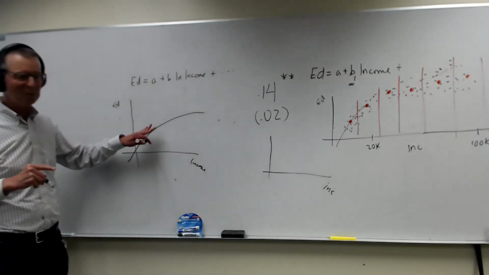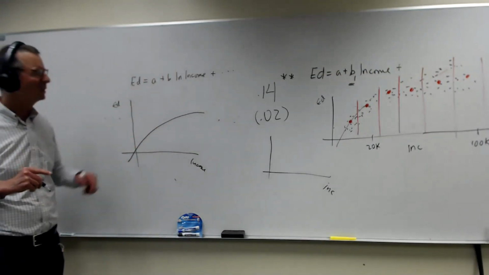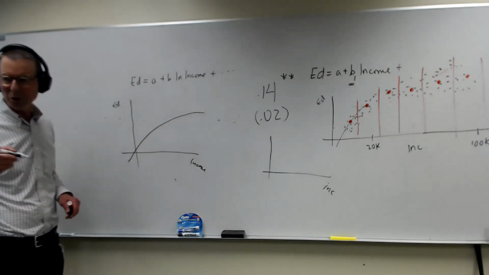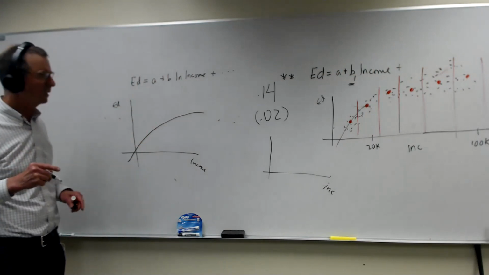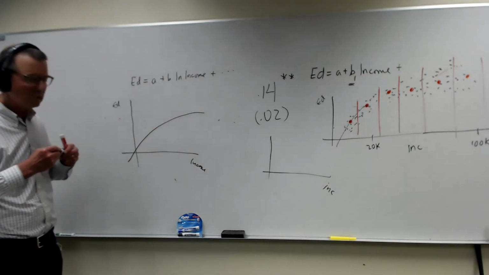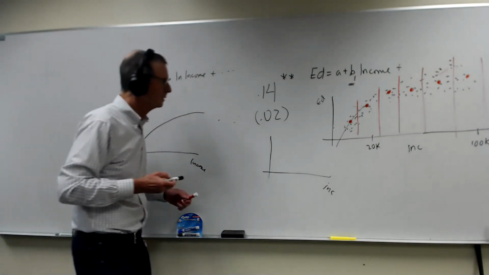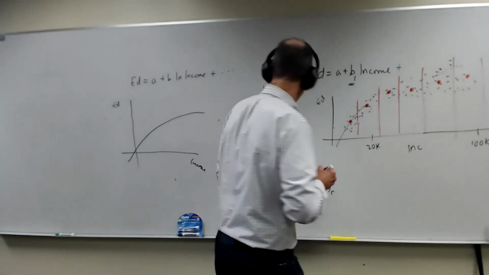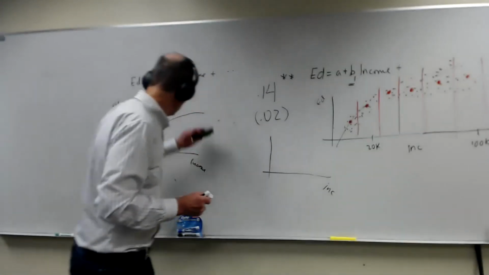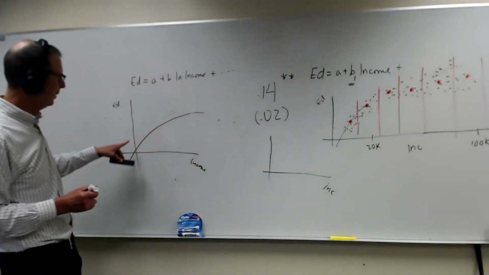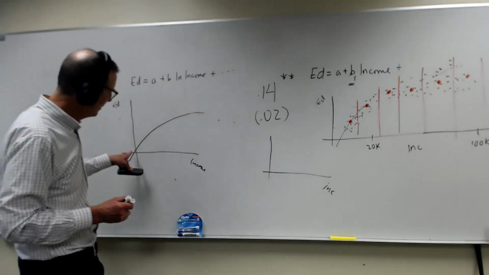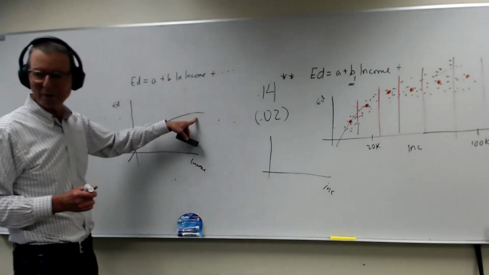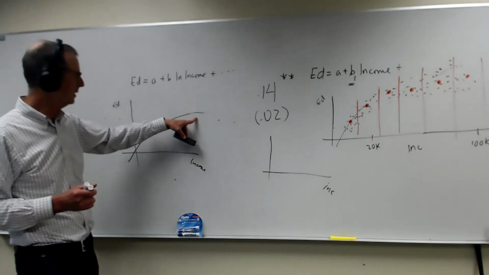So that's one way of accounting for nonlinearity. Another way, which we also use, which is more flexible, right? The linear relationship constrains you in an important way. You've got to have this increase at a decreasing rate.